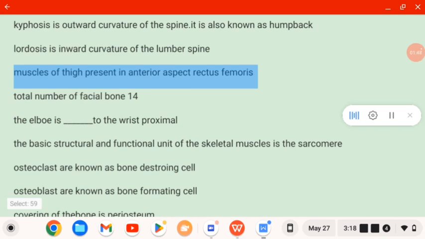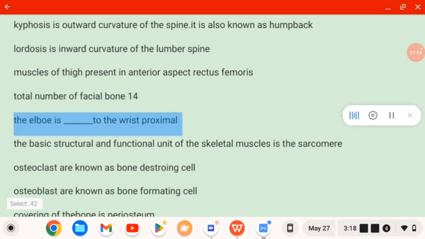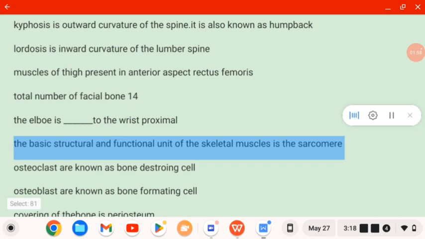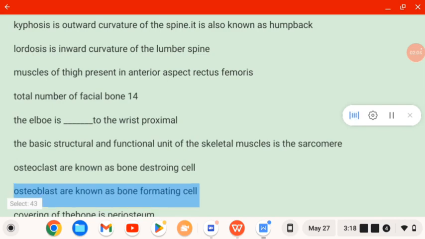Muscle of thigh present in anterior aspect: rectus femoris. Total number of facial bones is 14. The elbow is proximal to the wrist. The basic structural and functional unit of the skeletal muscle is the sarcomere. Osteoclasts are known as bone destroying cells. Osteoblasts are known as bone forming cells.